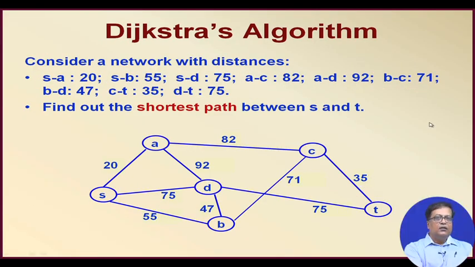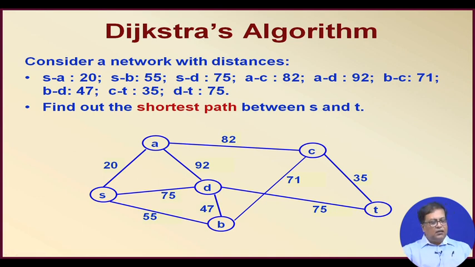Now, let us look at one more problem. So, this is a network, and we have these distances S to A and A to C, etc., and we have to find, let us say, the shortest path between S and T.